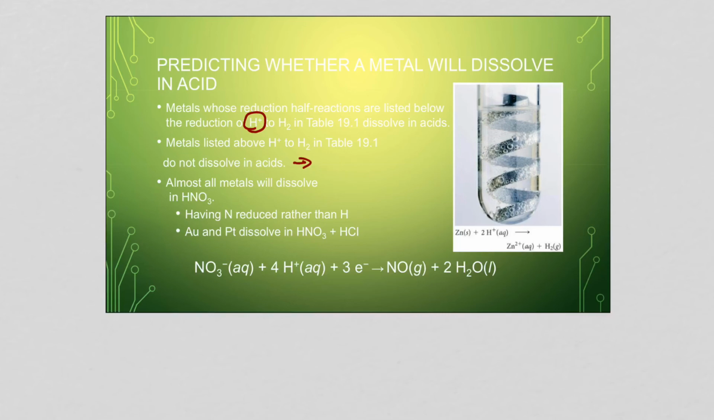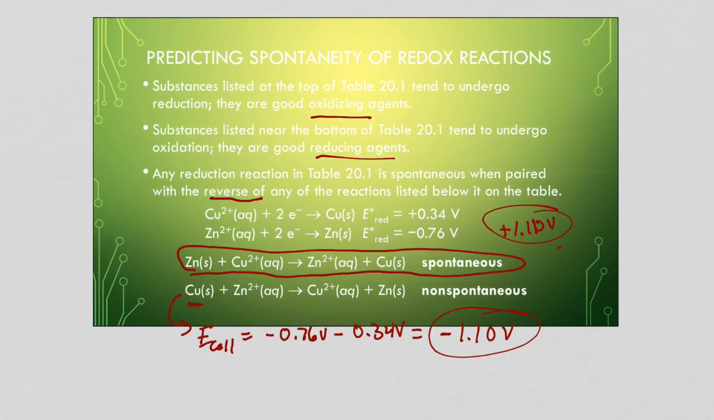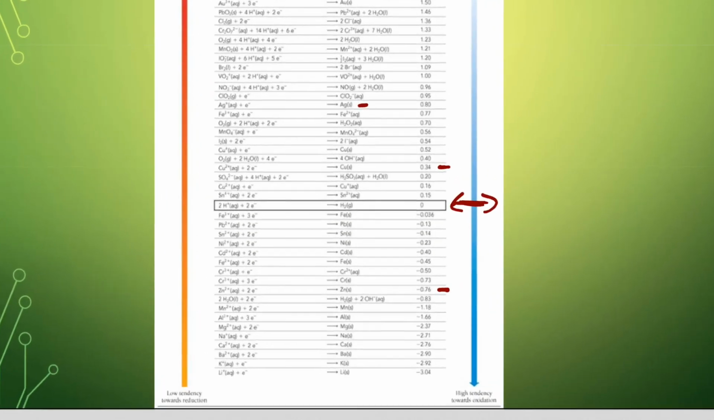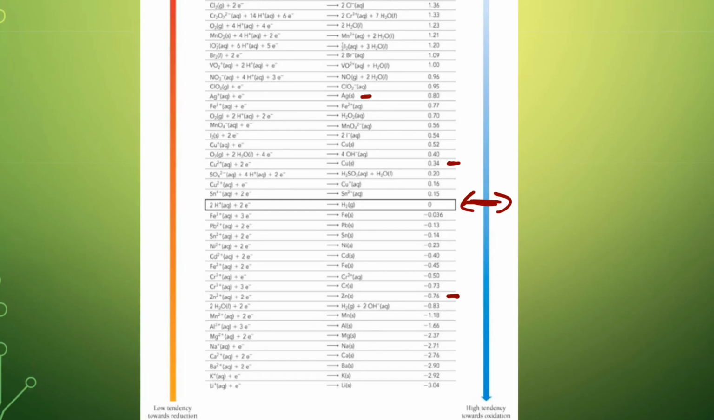But things like zinc and iron and other metals that are listed below, so if we flash back here, if we see all of these metals listed below this, all of these metals are going to react in acid, whether it's aluminum or manganese or zinc or chromium or iron or nickel. These are going to react very nicely in acids.